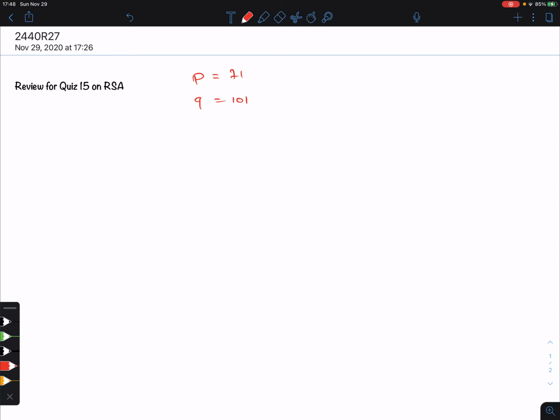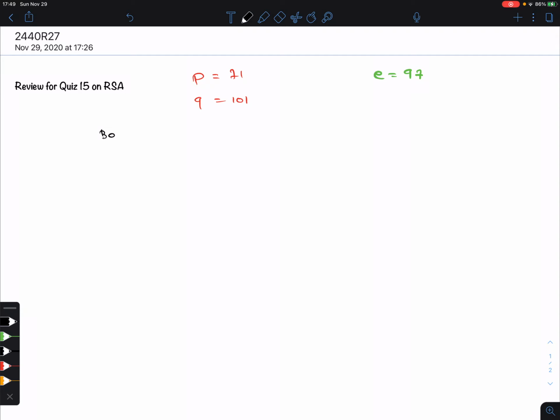P is 71 and Q is 101. And so now you have to set up the protocol, and I want to use E, the encryption exponent, to be 97. That one I choose because, trust me, I make some choices that make it a little bit easier to calculate things. Okay, and so the first question would be, for instance, using this protocol.